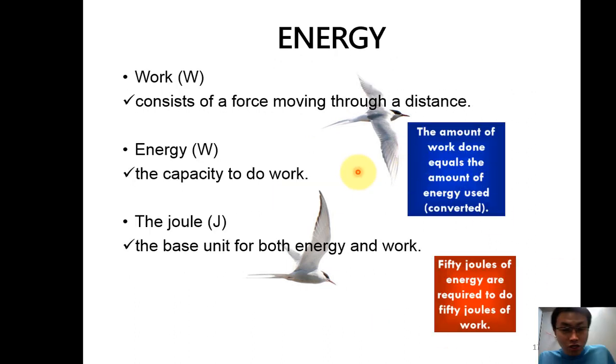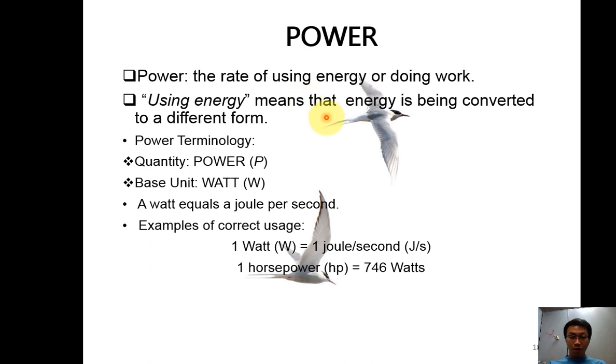And energy, okay, energy we have a few selections. One is work. It consists of a force moving through a distance. Energy is the capacity to do work. The joule is the base unit for both energy and work done. Interconnection: the amount of work done equals the amount of energy converted. So 50 joules of energy are required to do 50 joules of work. Actually, it's equivalent.